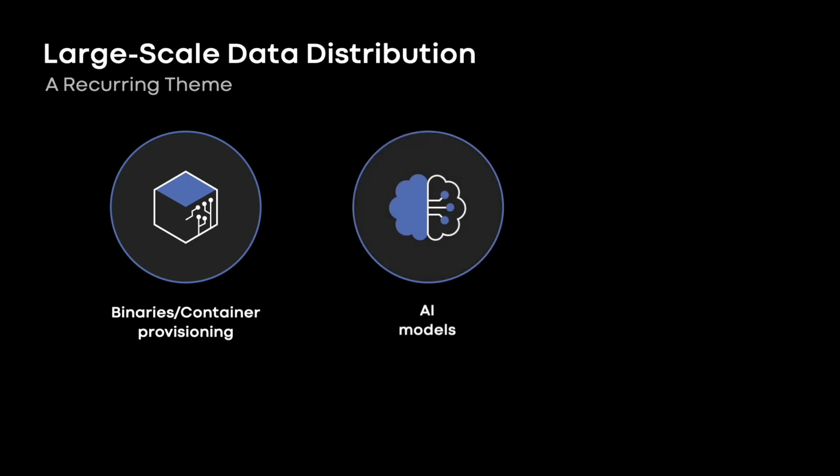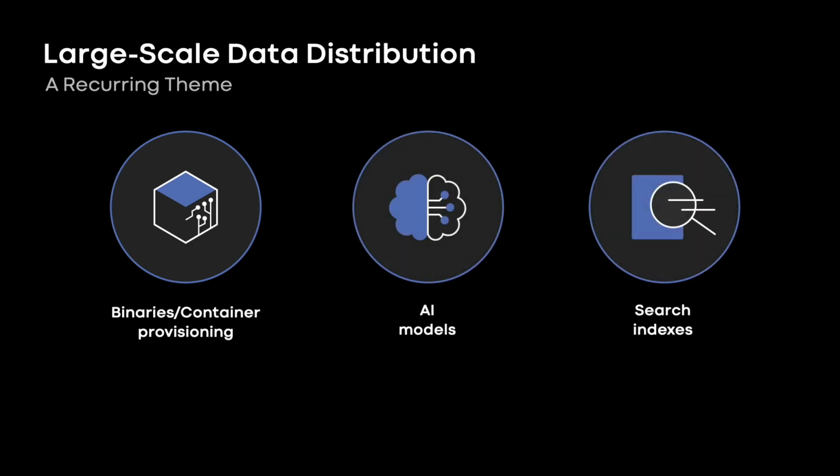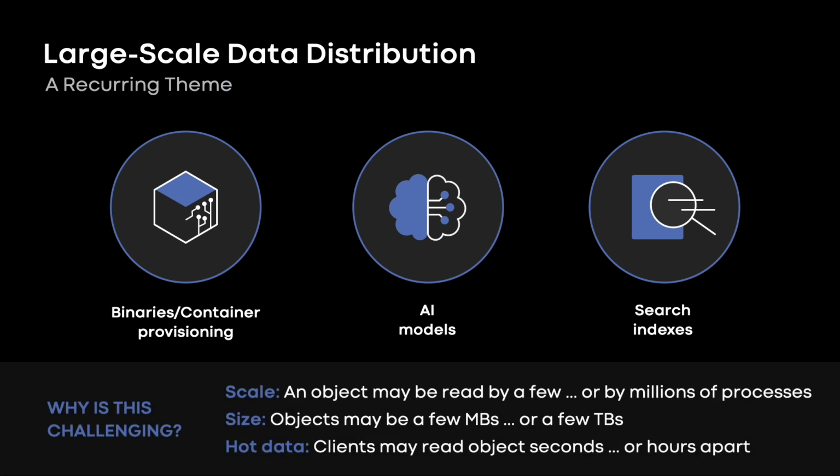Data distribution is a pretty common problem. I'm sure all of you see this in your companies with binary distribution, container distribution, lately AI models, and also search indexes. The scope of this problem is quite vast. This data might be read by a few different machines, or thousands or millions of machines, even. The size of the object obviously varies widely and keeps growing as more data is being used by all of our systems.